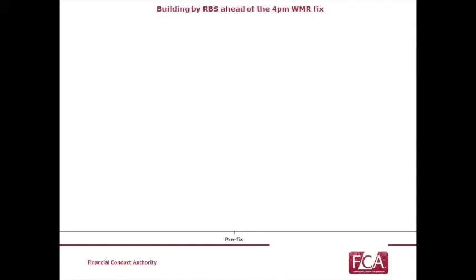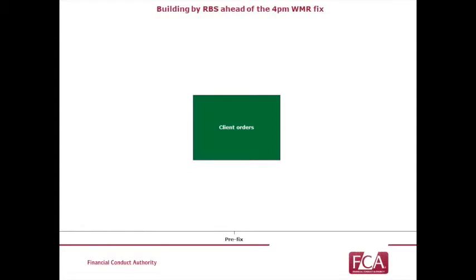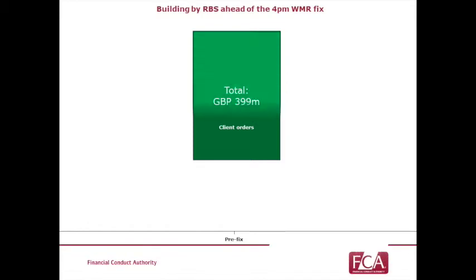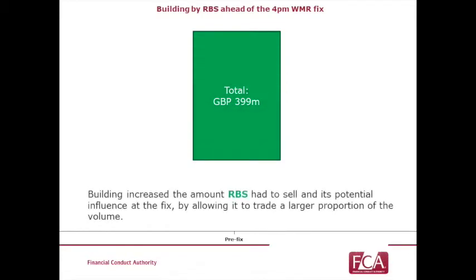In the period leading up to the 4 p.m. fix, RBS increased or built the volume of sterling it would sell at the fix via a series of trades conducted with other market participants. RBS commenced this building after Firm A's disclosure of its 200 million sterling net sell orders. Ultimately, RBS had net sell orders of 202 million from clients. It built the volume of currency that it needed to sell at the fix to 399 million sterling, well above that necessary for risk management.